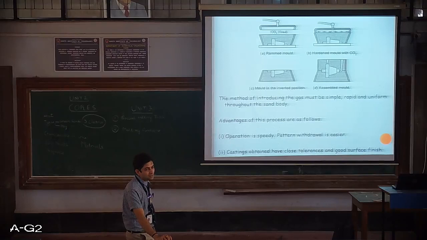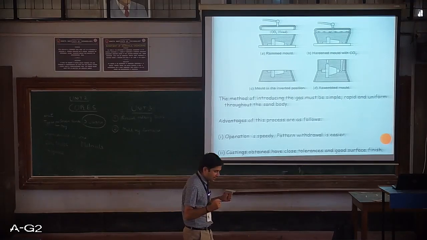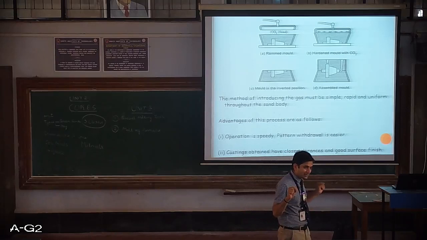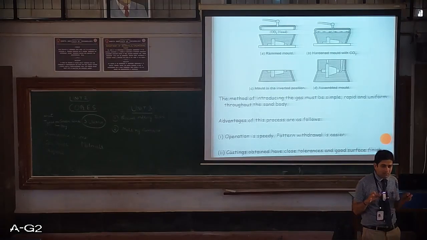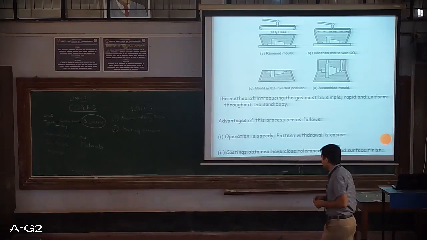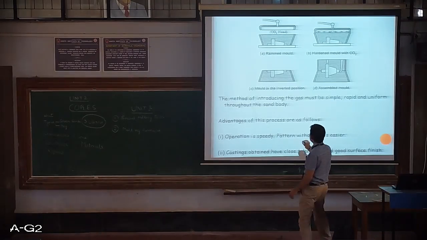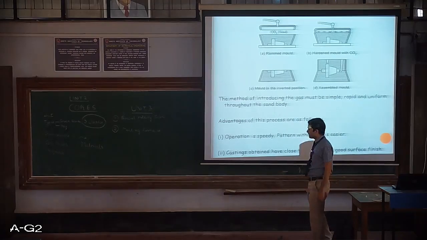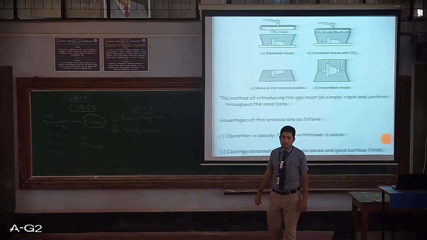By passing carbon dioxide, your operation becomes speedy, it becomes quick, and the pattern withdrawal is easier. Why? You have the mold cavity which is hardened, which will retain its shape. So there will be a proper difference between the pattern and the mold cavity which has hardened, and you can remove the pattern very easily. That's why I have written here that the pattern withdrawal is easier. The pattern can be withdrawn easily if you make use of carbon dioxide.